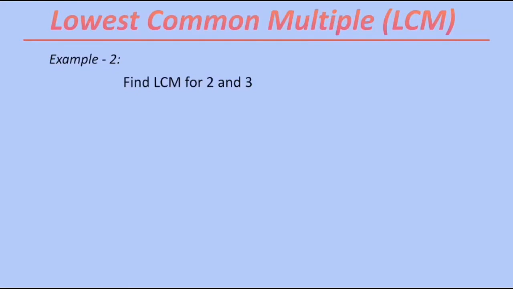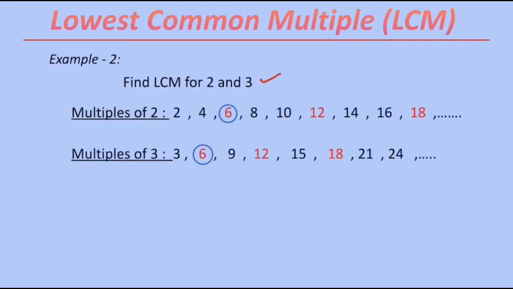Now we will find out the lowest common multiple for 2 and 3. Here you have to write multiples of 2. Multiples of 2 are 2, 4, 6, 8, 10, 12, 14, 16, 18 and so on. And the multiples of 3 are 3, 6, 9, 12, 15, 18, 21, 24 and so on.